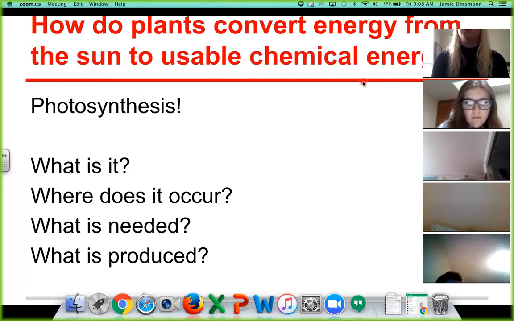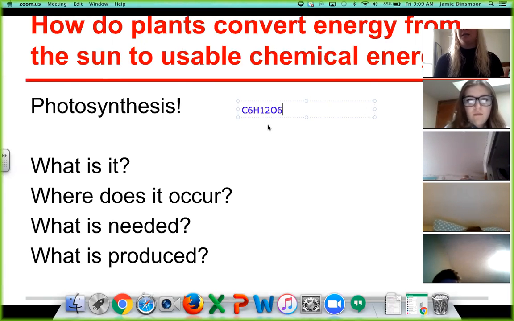So it's important to note that the chemical energy is in the bonds of the molecule that's produced. And so when photosynthesis ends, we end up with glucose, a C6H12O6 molecule, right? 6 carbons, 12 hydrogens, and 6 oxygens. And all the bonds in that compound of glucose, that's where the energy is stored.